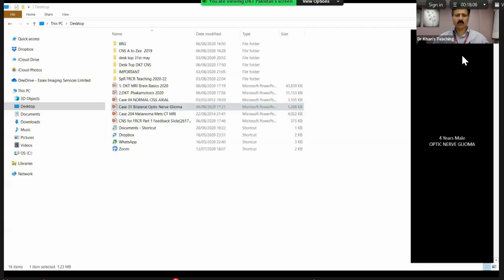I don't know if I'm able to show it to you, or can you see an image, or you're not able to see anything? I can just see your files. No, okay.